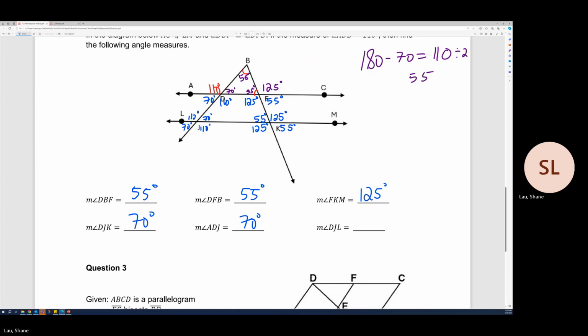DJL is 110 degrees. Okay. So as long as you measured everything correctly, you should be fine here. But the only confusion is going to be where exactly all those angles line up with and whatnot. So you got to be really careful here.